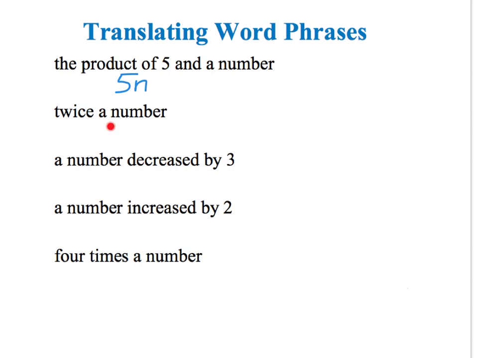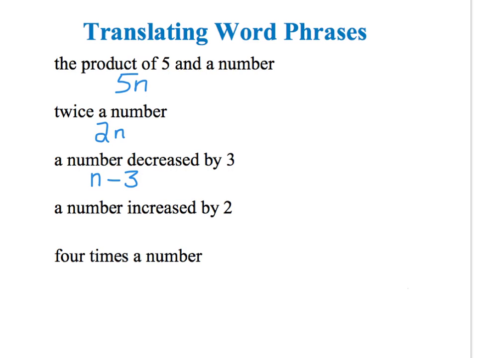So the next one is twice a number, so that means 2 times a number. So I would just say 2n on that. A number decreased by 3. All right, and the way to know how to do these, if that's confusing for you, if I said 10 decreased by 3, you would say 10 minus 3, but we don't know the number's value, so we're going to just say n minus 3.